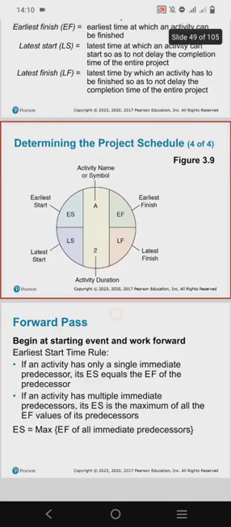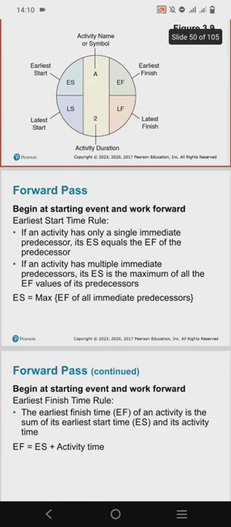So the forward pass begins at the starting event and works forward. The forward pass is a critical step in the critical path method of project management, and it involves determining the earliest start and finish times for each activity in a project, helping to identify the earliest possible project completion time. So the forward pass starts with the initial event. That is what the statement means: begin at the starting event and work forward. Begin at the starting event means that it starts with the initial event, and then it moves forward.